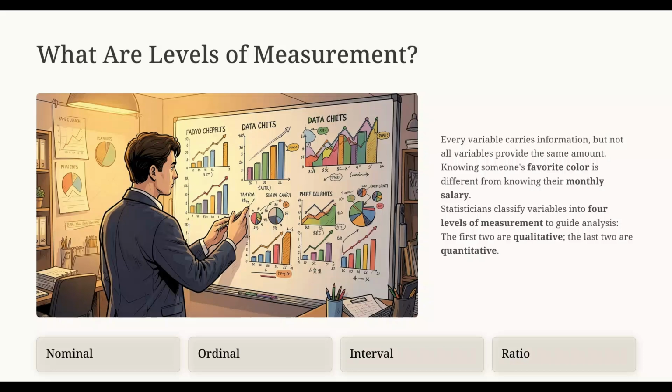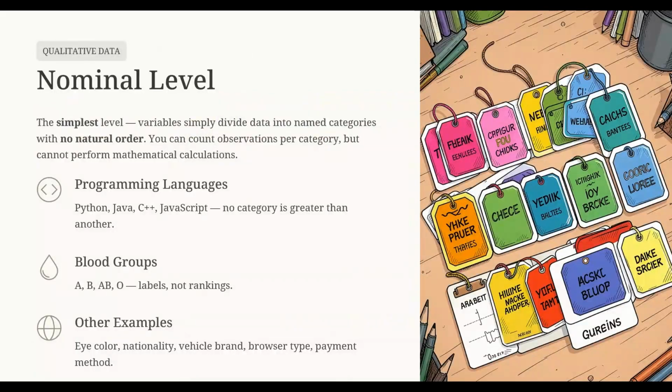The first two belong to qualitative data, while the last two belong to quantitative data. Let us understand each step by step. So, nominal level. The nominal level is the simplest level of measurement. The word nominal comes from the idea of naming or labeling. Variables at this level simply divide the data into different categories. There is no natural order between the categories.